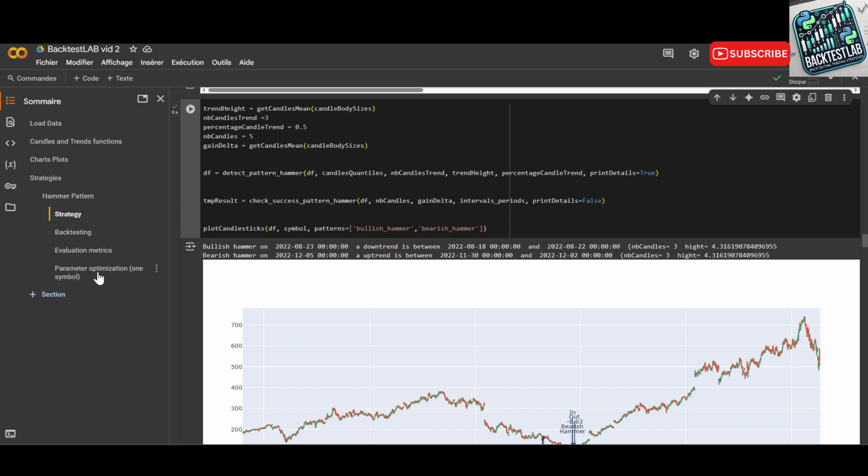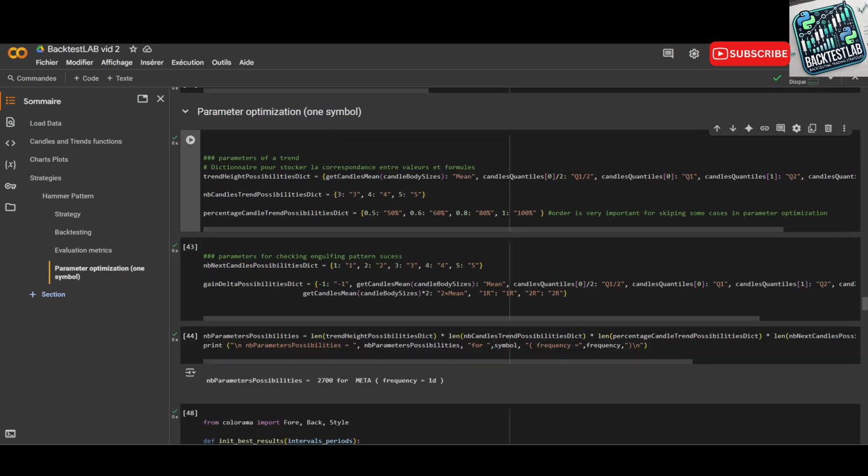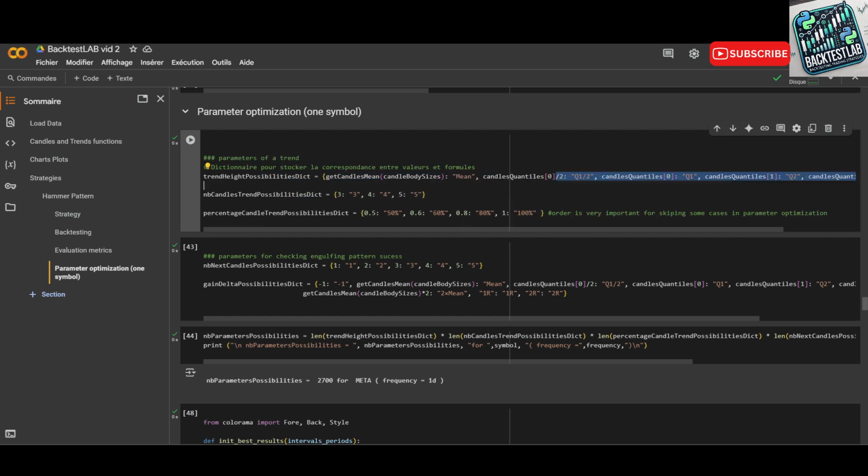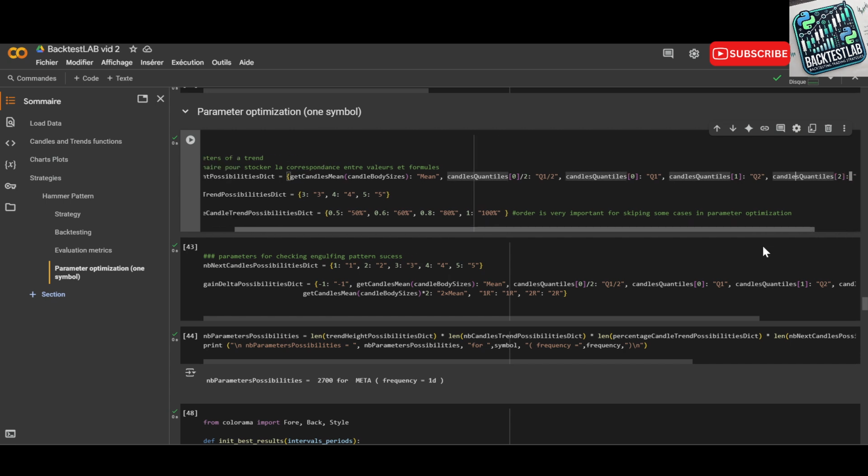So this is the part, for example, for detecting the pattern. These are the possibilities for detecting the height of the trend. Let's say we will have different possibilities. The first one is the mean, as we used the average. We can also use the quantile. Let's say the first one divided by 2. We can use the first quantile, the second one, and let's say the third quantile.